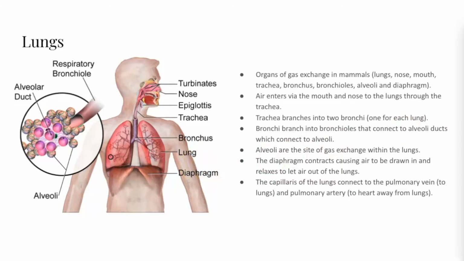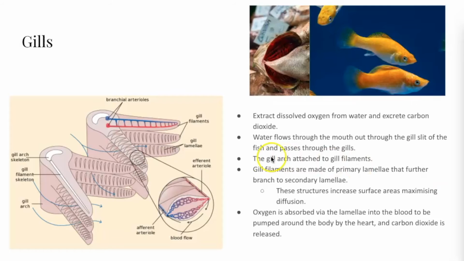Let's compare that to the gills of a fish. So fish extract oxygen from water and excrete carbon dioxide, but it's a fundamentally different type of oxygen because it's actually dissolved in the water. So water flows through the mouth of a fish and out through that gill slit when it passes through the organ called the gills. We've got a picture over here of them.